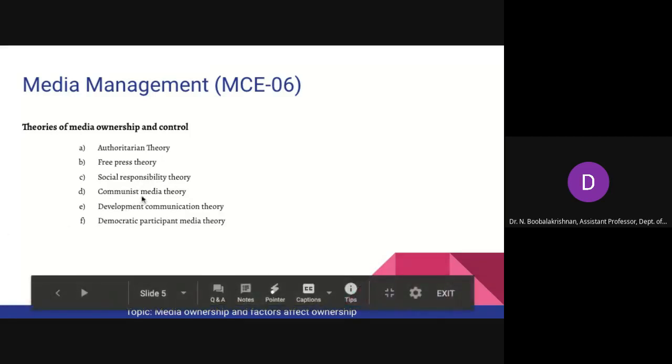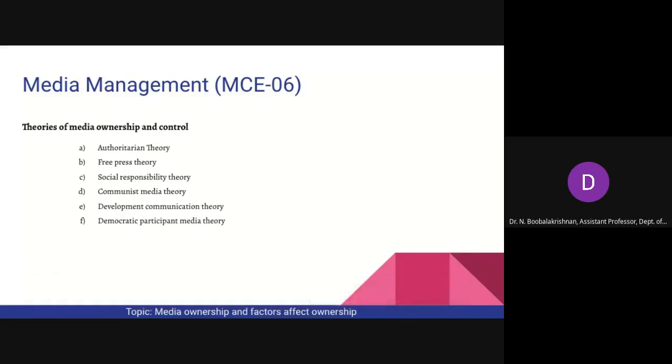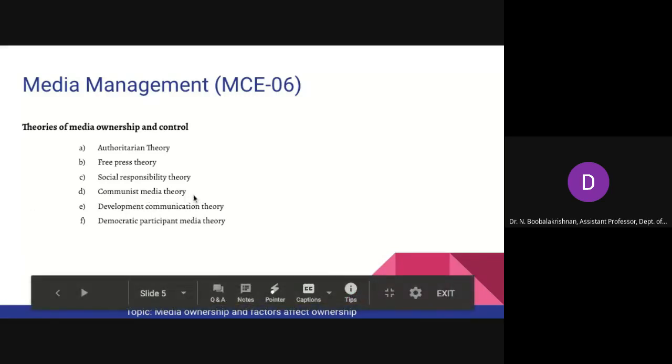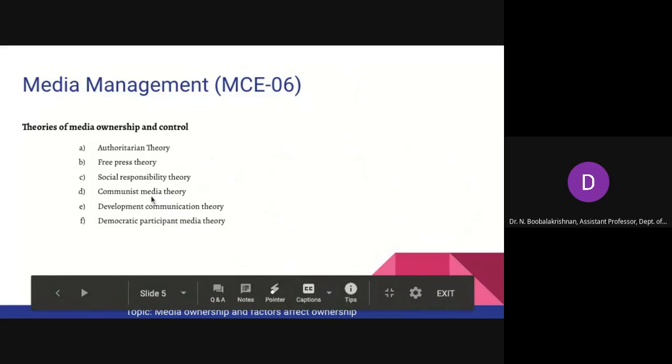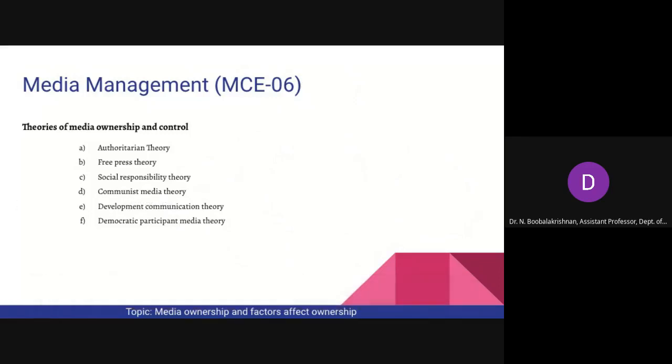And one more theory in the normative theories of the press is the communist media theory. This is also known as the Soviet media theory. Russian media was organized around this theory. This theory is derived from the basic tenets and principles of Marx and Engels.